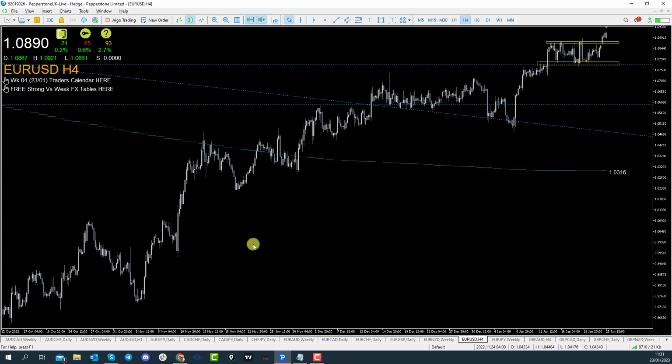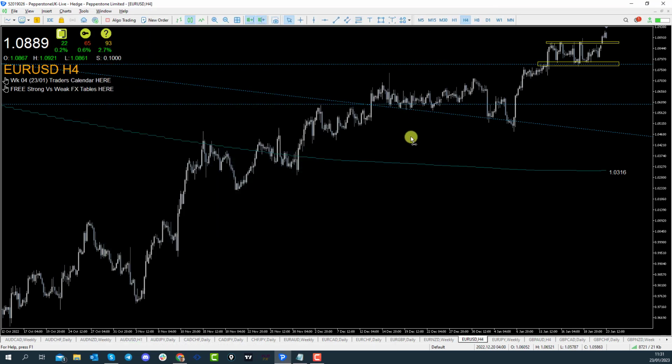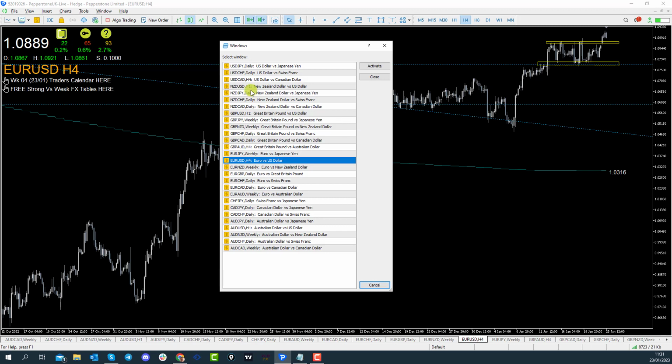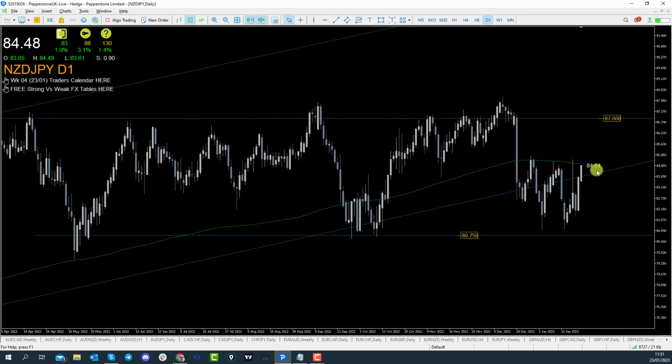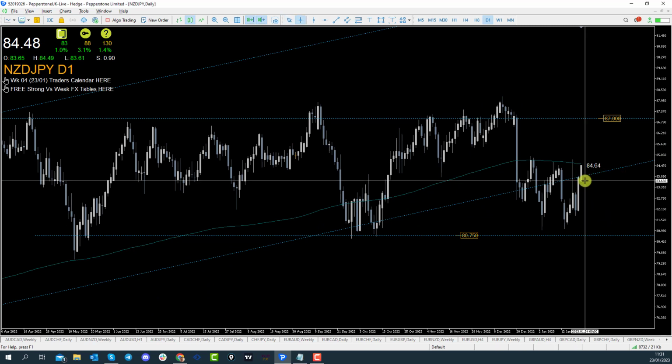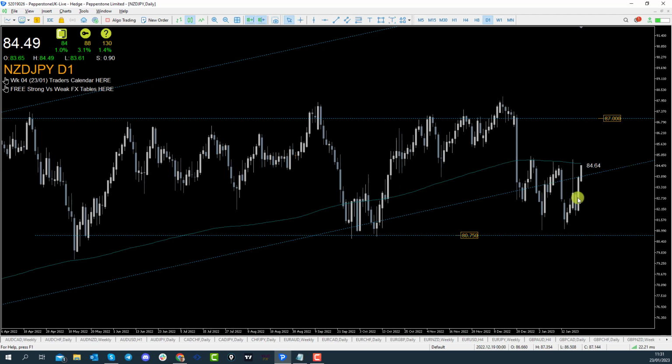Now, another chart that you could be interested in, if I just bring back in the currency strength indicator tables, is the top one, the New Zealand yen. We're actually looking at this morning for opportunities on lower time frames because of the momentum in the market. And you can see here, New Zealand yen already today is up quite significantly. We're up about 90 pips at the moment. Momentum really with Kiwi yen to the upside here.